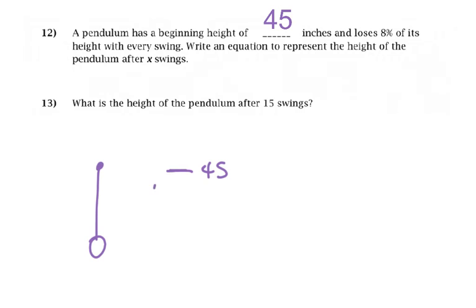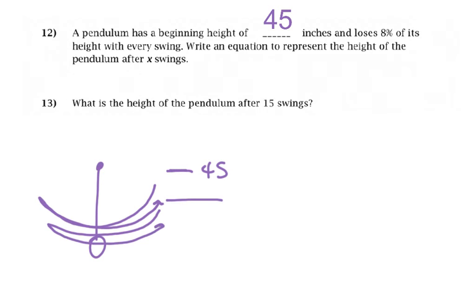And then it comes down, and then it goes back, but it doesn't go as high the next time. So the next time it's going to be less than that. And it's going to go down and back, and then it's not going to make it as high. It's like when you're swinging on a swing or something, you don't quite make it as high. It loses 8%, so that's a decay. So I'm going to use my decay formula. Loses 8% of its height with every swing. Write an equation to represent the height.